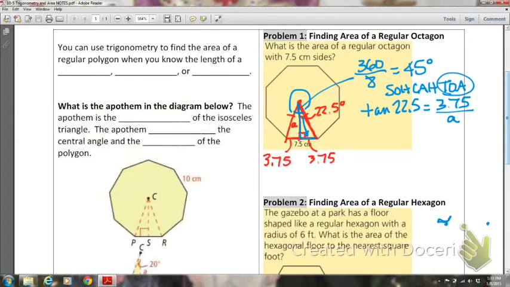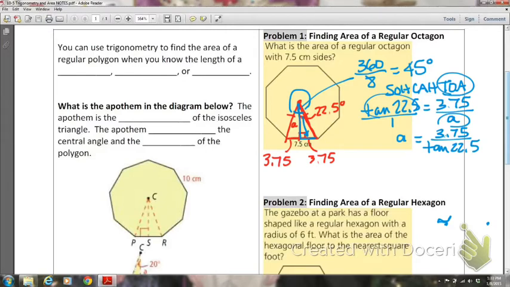So if I want to solve for the apothem, if you remember that we can switch the extremes on this proportion to solve for A. A is going to be 3.75 over tangent of 22.5. Okay, so now we can use that. You could put that in your calculator and get a decimal value for it, but I'm not going to do that because that might give us a rounding error if we try to round that value at this point.